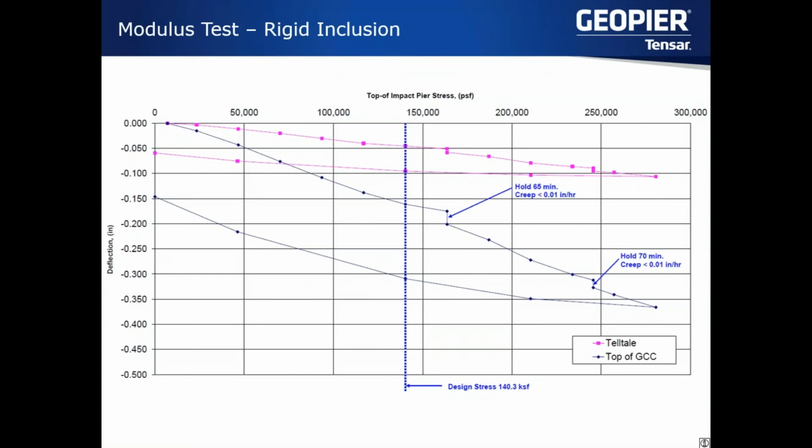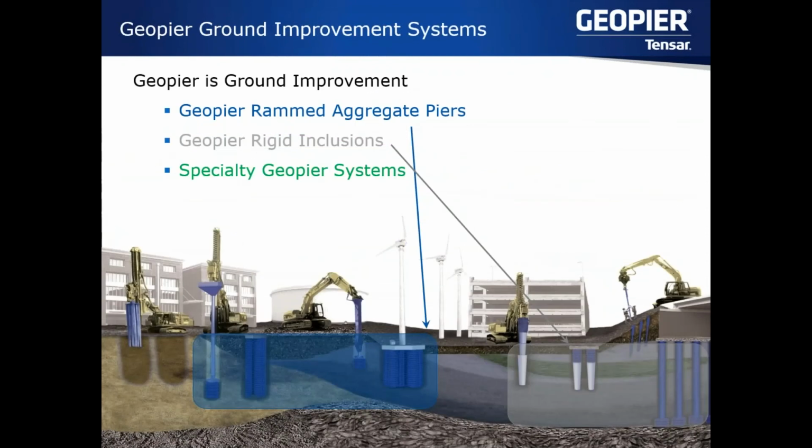For tests of this nature, we'll normally do a creep test. Here it looks like they held at 115% of the design stress, and then they ran another one at 175%. We'll also bring it out to twice the design load. During these creep tests, we'll want to see less than 1/100 of an inch in an hour of movement. So that wraps up rigid inclusions.